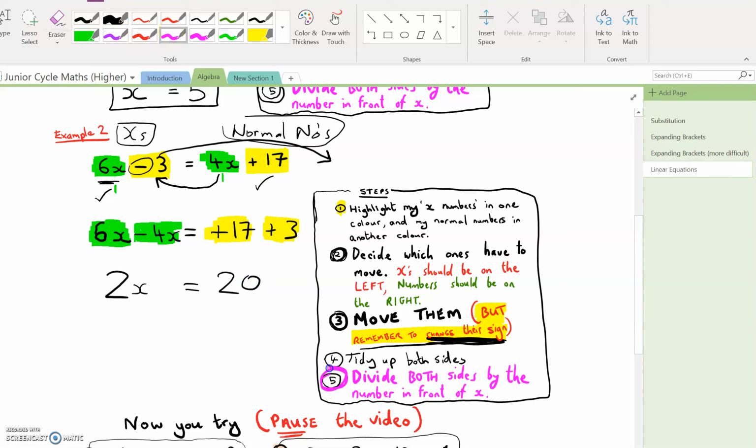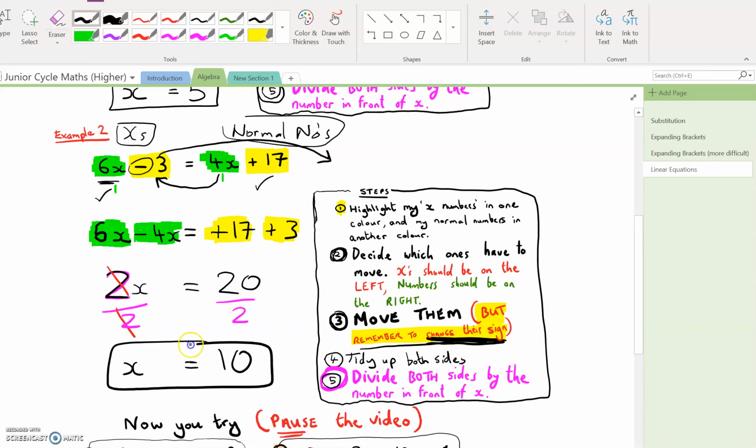We've got to divide both sides by the number in front of x. What number is in front of x? 2. So we've got to divide both sides by 2. And remember, it'll mean it cancels there, and you're just left with x. And over here we can type it into the calculator, and we get 10. There's the answer to that one.